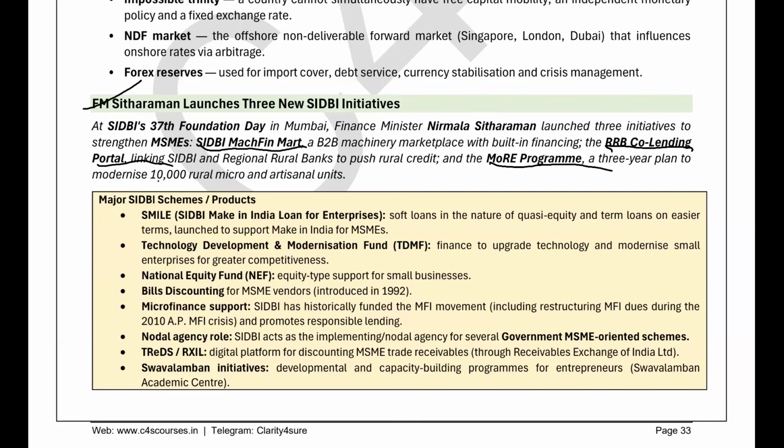Only these 3 initiatives, and where data is shown, are important for your prelims, note it down. What are the 3 initiatives? SIDBI Macfin Mart, what is this? A B2B machinery marketplace built in financing. RRB co-lending portal, what is this? That is linking SIDBI and regional rural banks to push what? Rural credit. And the Mor program, a 3-year plan to modernize 10,000 rural micro and artisan units. This is all about it, you have to understand, okay? Where you are making the notes of May month, okay?